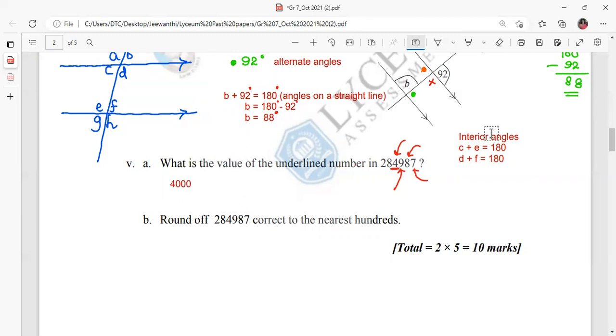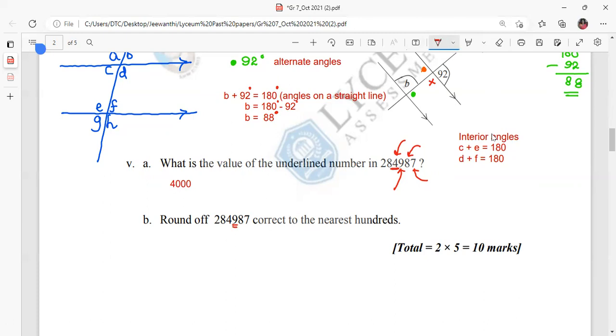284,000. 4,000, right? So then it is the 4,000 place, that is 4,000. And the next one, you want to round off that number to the nearest 100. Children, what is the 100 place? So this is the 100 place.